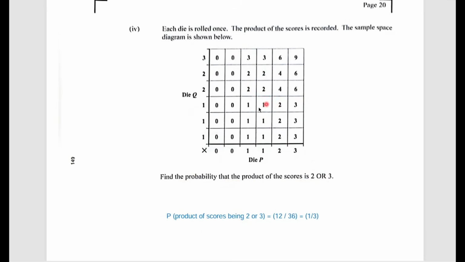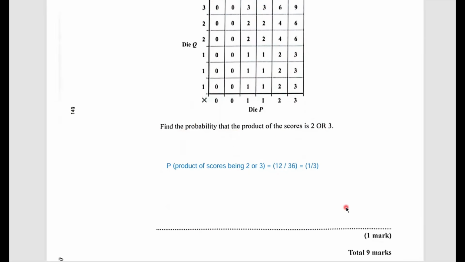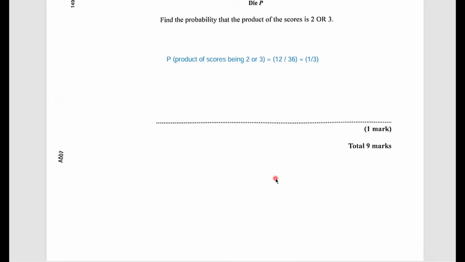And if you check them up, you get what? 1, 2, 3, 4, 5, 6, 7, 8, 9, 10, 11, 12 out of how much? 36 in all, right? 6 by 6, 36. So 12 over 36 is a third. So the probability that the score is 2 or 3 is a third. So you're finally done with that question.